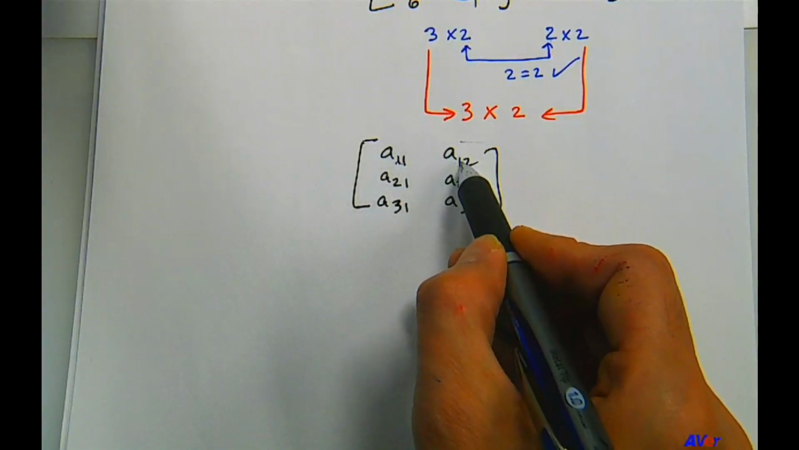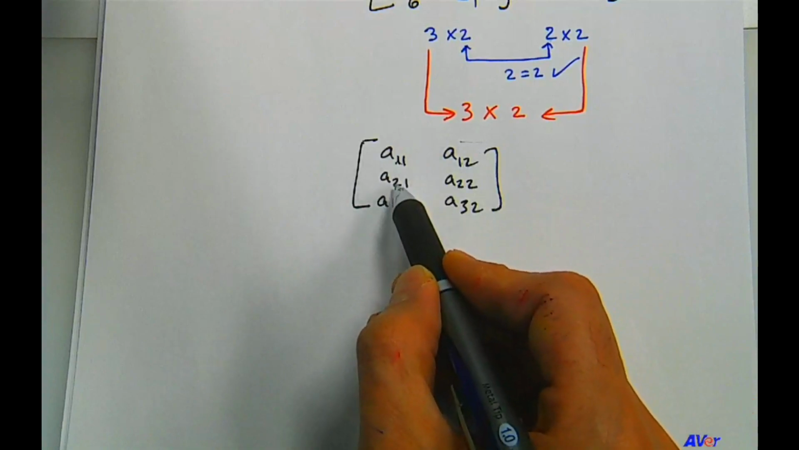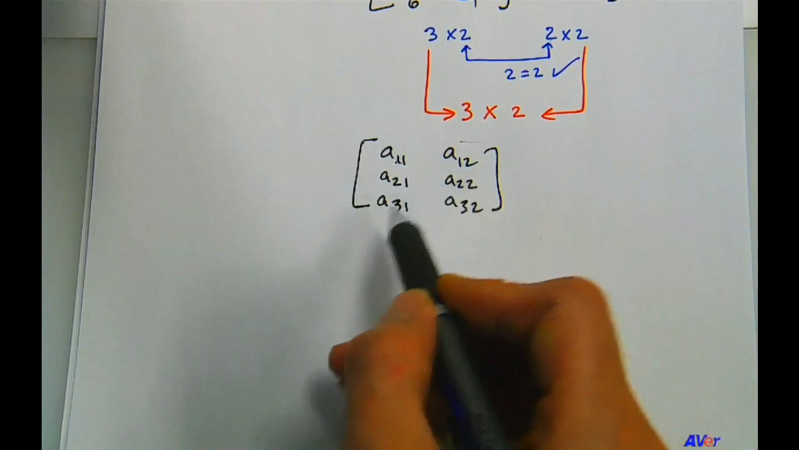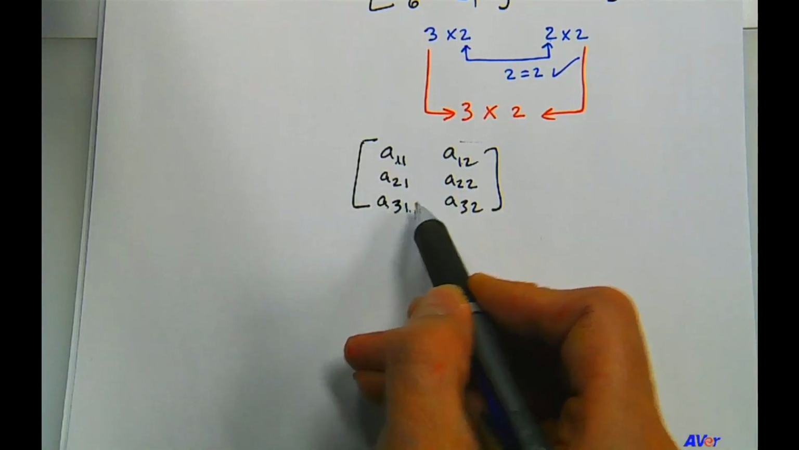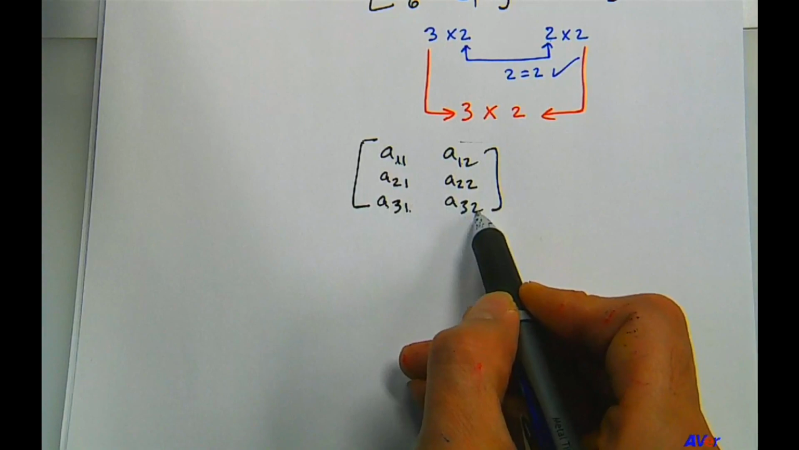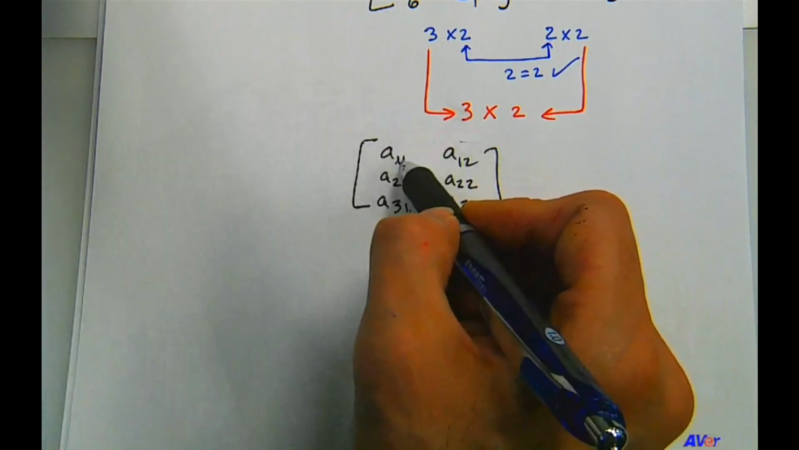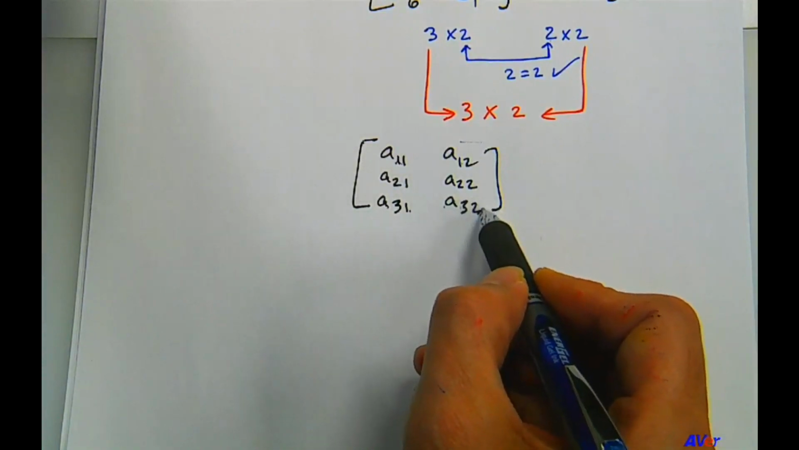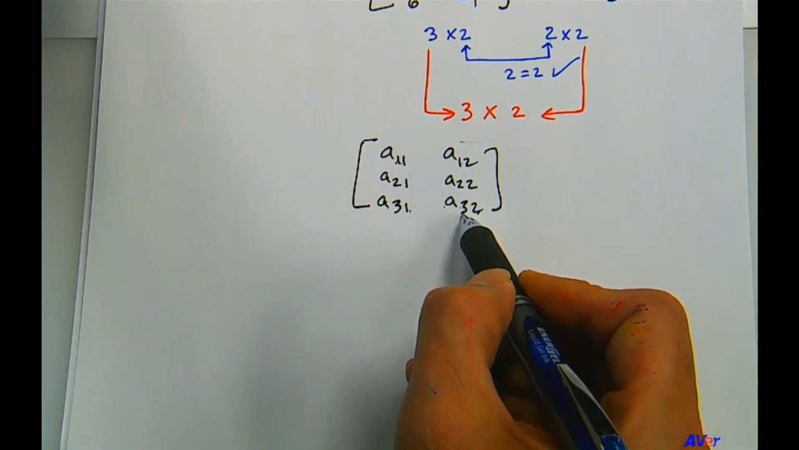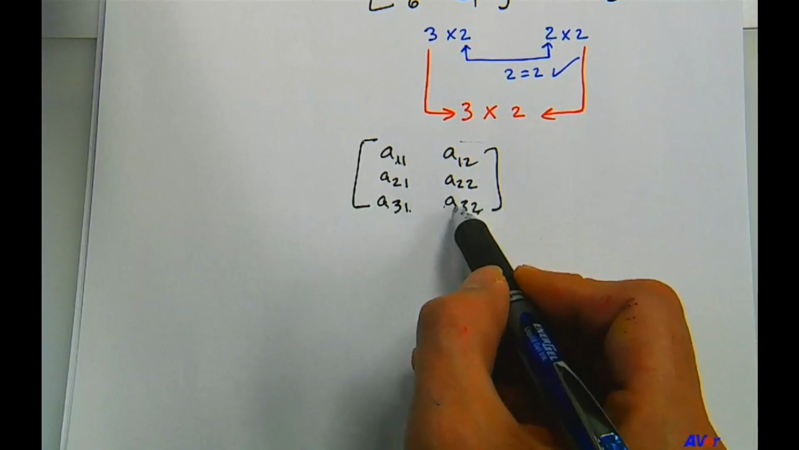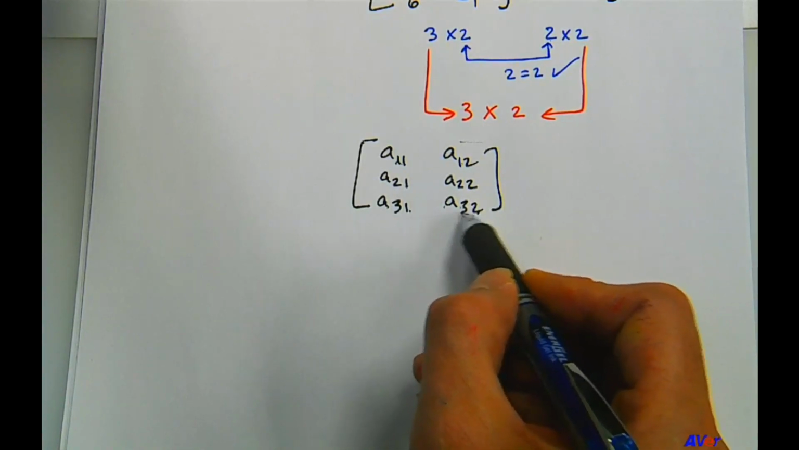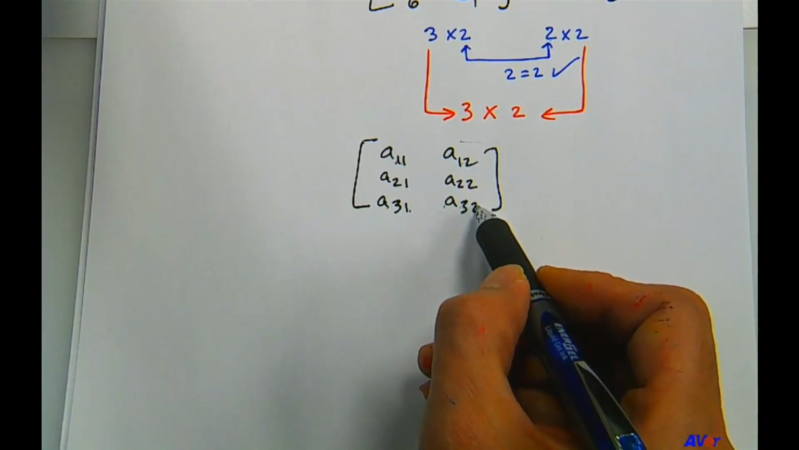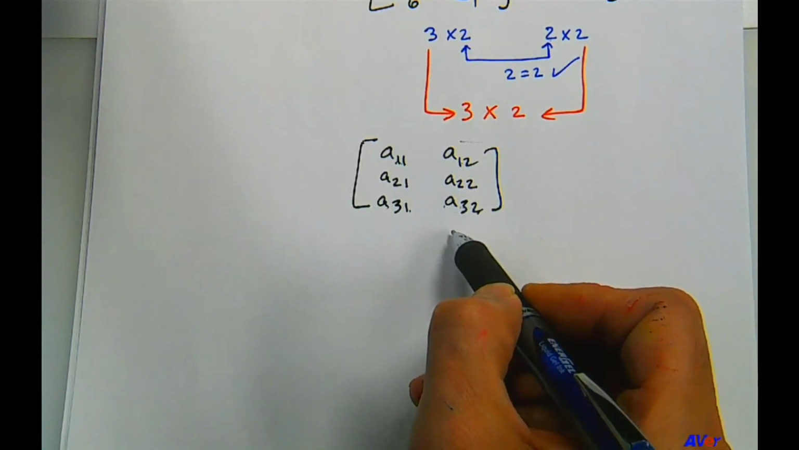This number is in position row 1, column 2. This is in row 2, column 1. This number is in row 2, column 2. This number is in row 3, column 1. This number is in row 3, column 2. And then how would we get each number? For example, this one. How would we get this number? Another interpretation of this subscript number is this. You can get this number by multiplying the third row in the first matrix by the second column in the second matrix. Okay.